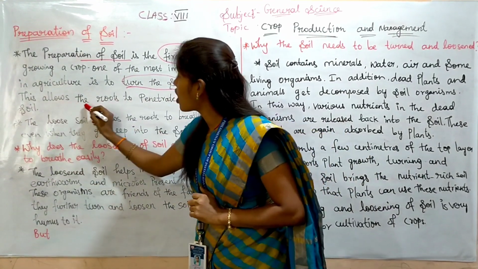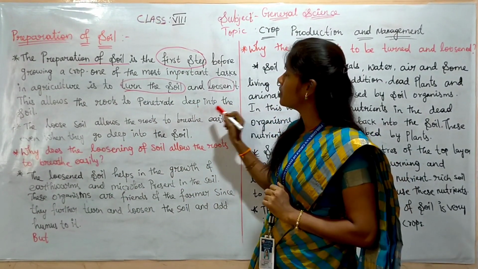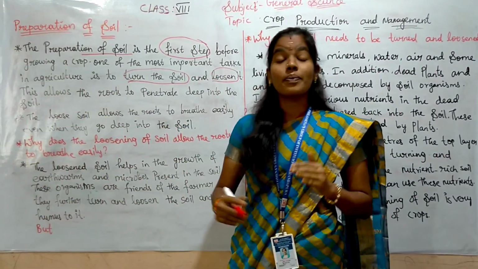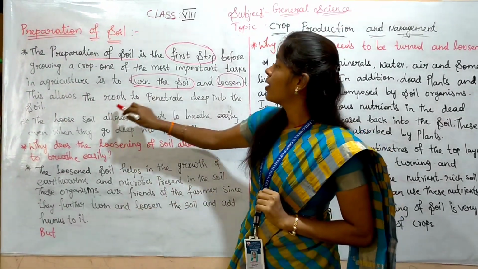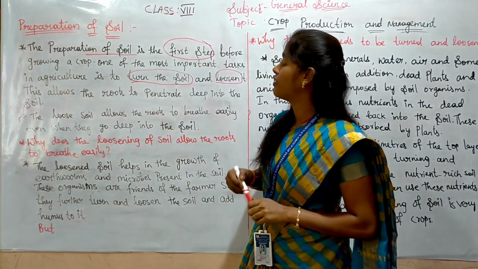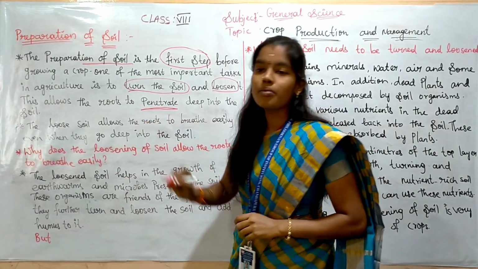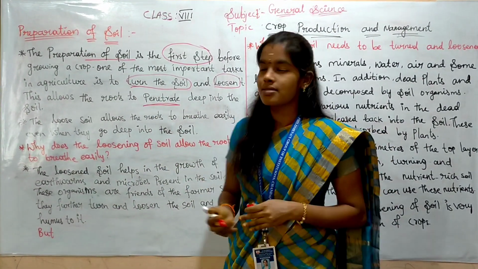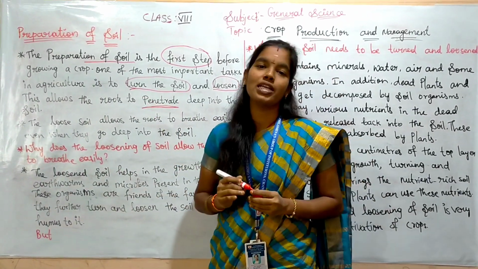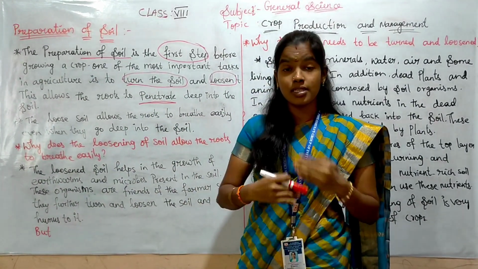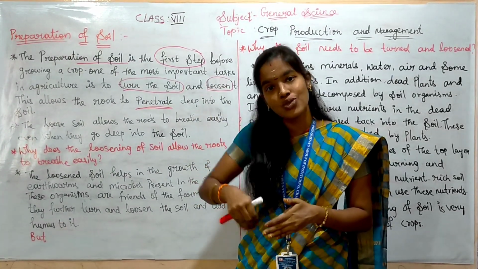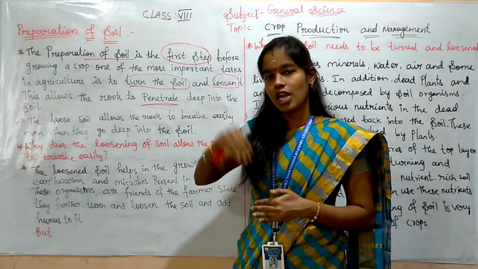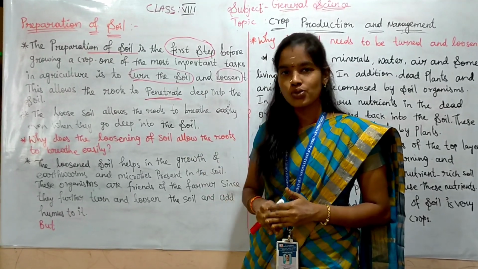This allows the roots to penetrate deep into the soil. Penetrate is nothing but to go or pass deep into the soil. So turning the soil and loosening the soil will allow the roots to go deep into the soil.